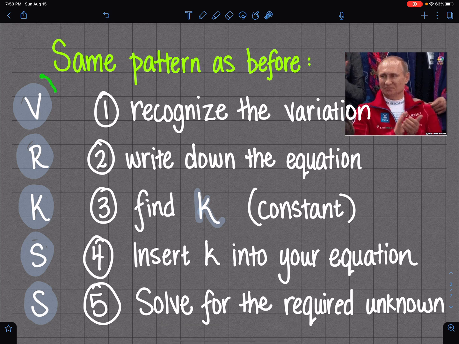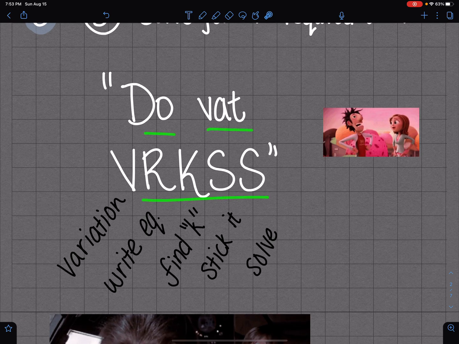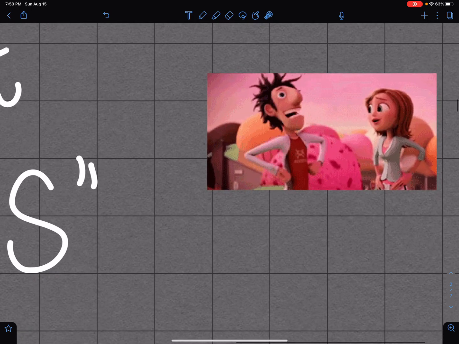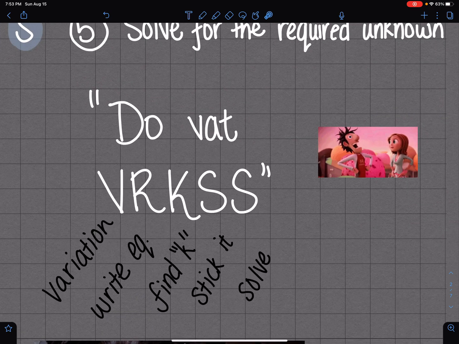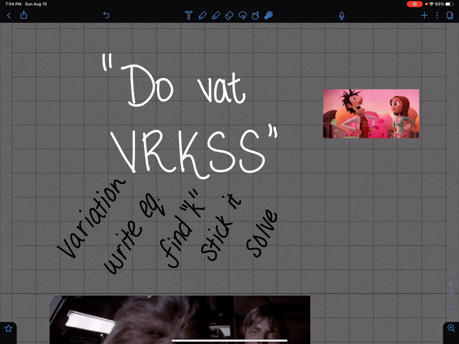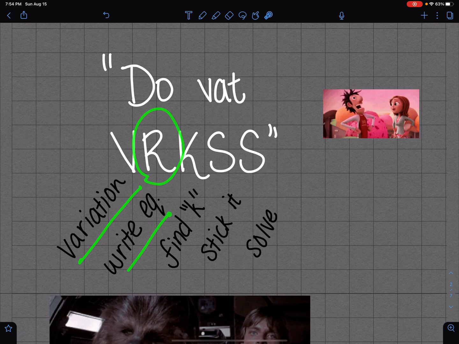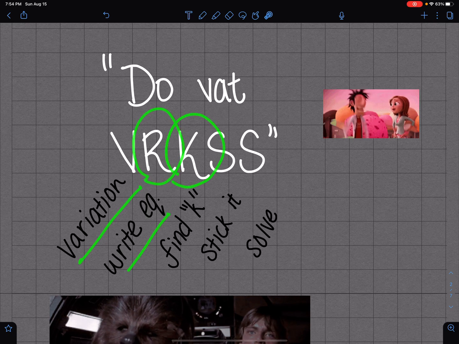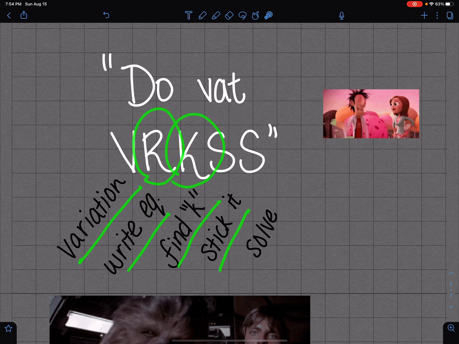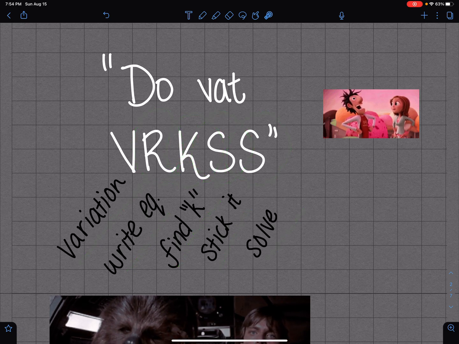And my mnemonic for that is VRKS. That's why I put like a Russian guy here. This is Vladimir Putin. He might say, do what works. Here we go. Do what works. This is my mnemonic. I'm so brilliant at these mnemonics. Do what works. And what works means is, and you have to say it with a Russian accent like that. Okay, first you recognize that it's a variation problem. Then write the equation. Just go with it. Then find the constant. Then you're going to stick it in and solve. Stick it in and solve for the unknown that you are trying to figure out.